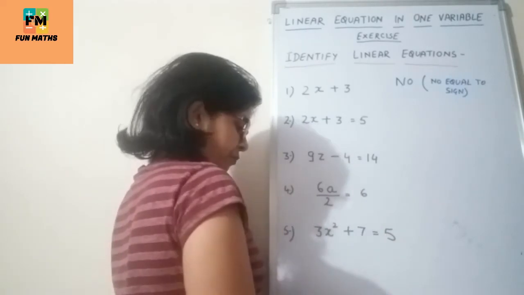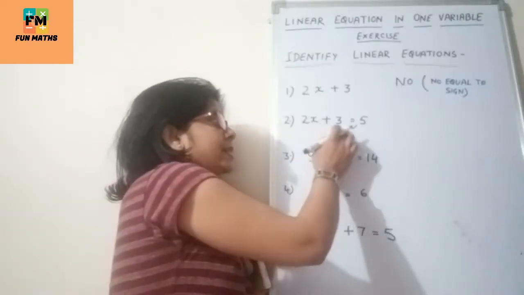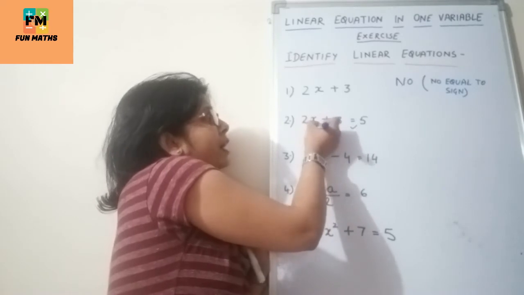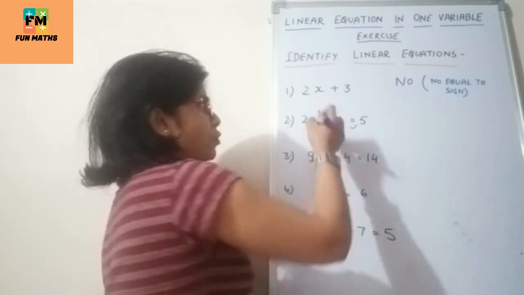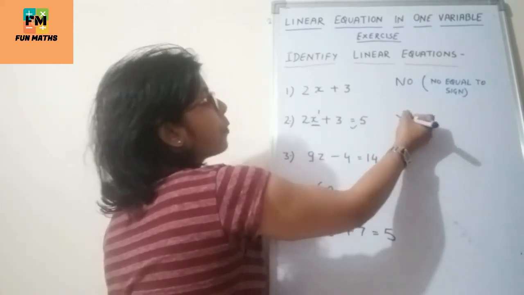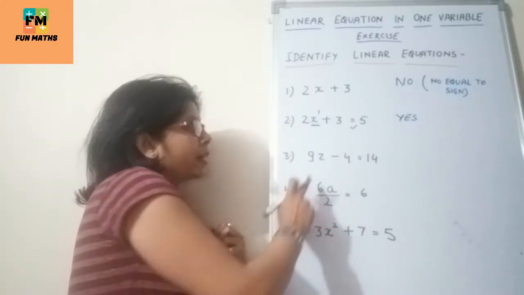Next, we have 2x plus 3 is equal to 5. Let's check. First condition, equal to, yes, it is present. Second condition, the variable over here is x. If we check, the power is 1. Yes, so if the power is 1, it is a linear equation because it is satisfying both the conditions of a linear equation. Now let's move to the third one.